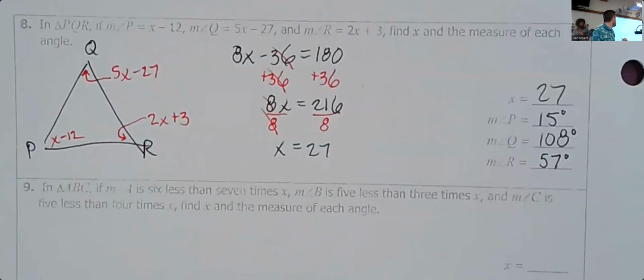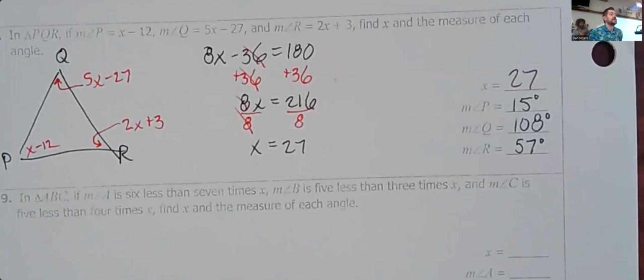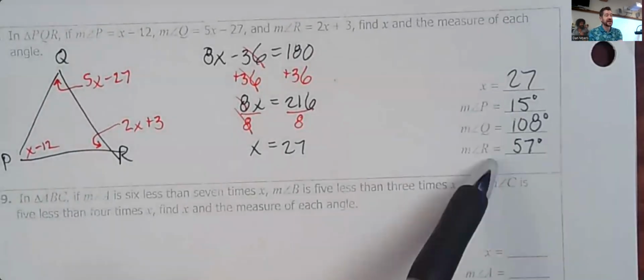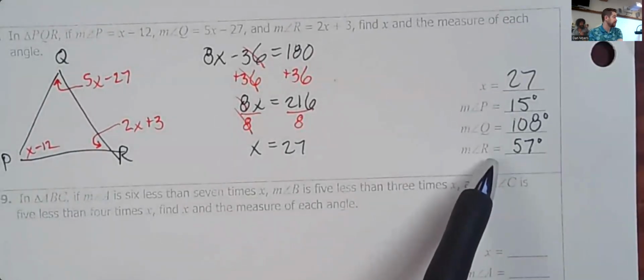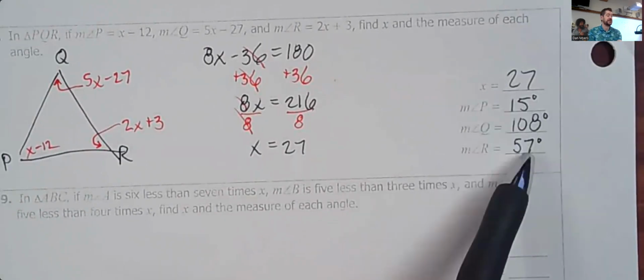Now, once again, there's a really easy way to figure out if you did this right. And that is to add those three angles together. If they add up to 180, then you're probably good to go. And these ones do. So nice job.